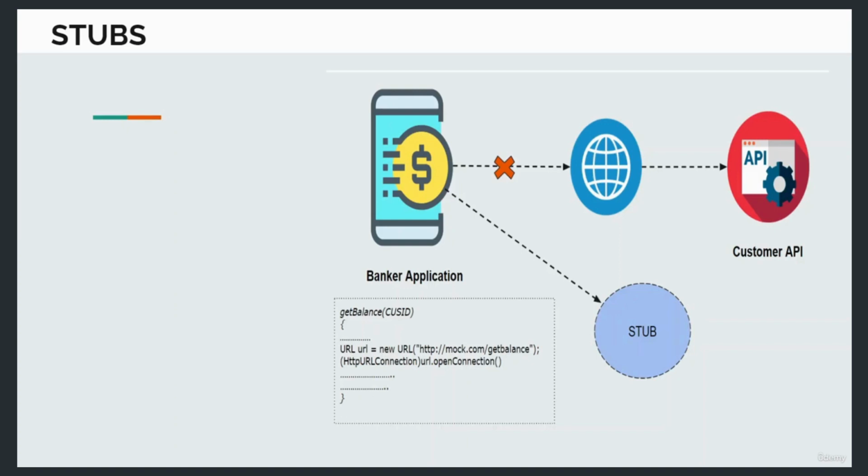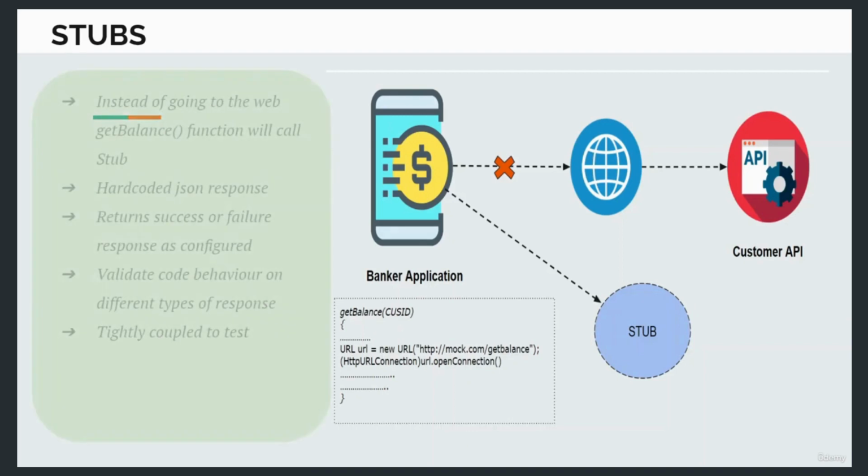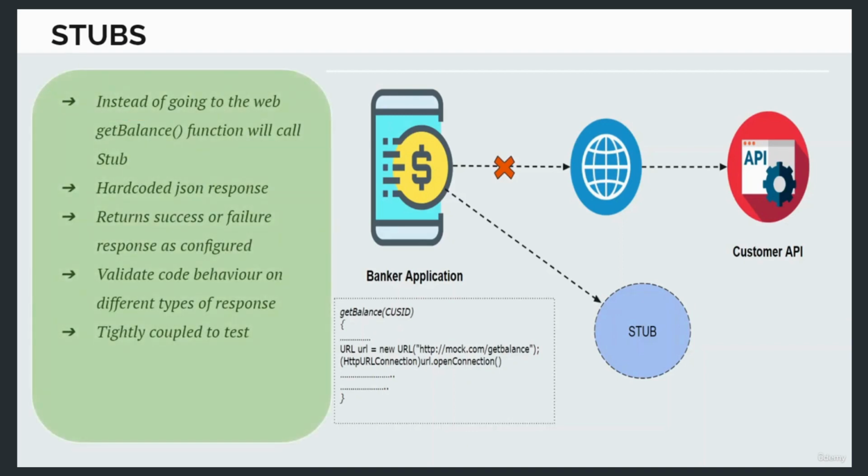And the stubs are very tightly coupled to the test also. So it's not like you can share them with other development teams. It won't be helpful because there are interoperability problems, right? Those might not be compatible with their applications, or the tests they are doing are totally different from the tests the other team is doing, right? So these are a few points related to the use case. This get balance function will call the stub instead of the real customer API. So it will send back the hard-coded JSON response. So let's discuss these remaining points.